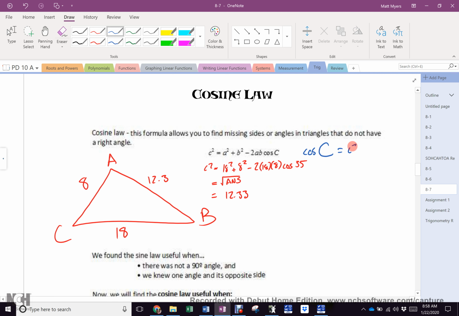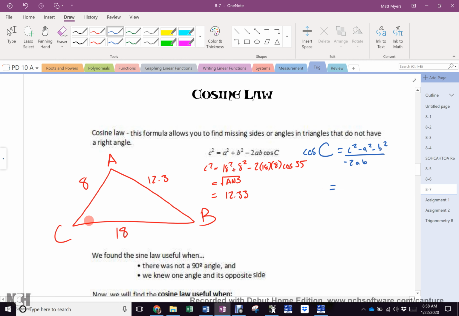Right. I add c squared, but I got to subtract a squared, subtract b squared, and then every kid screws this up. What math is happening there, and there? So how do I get rid of multiply? I divide by negative 2ab. And then, what do I do, Mandosh? I would do shift cos C at the end, yes?